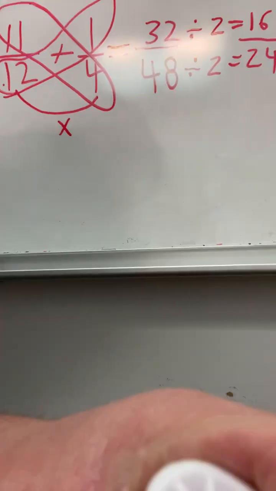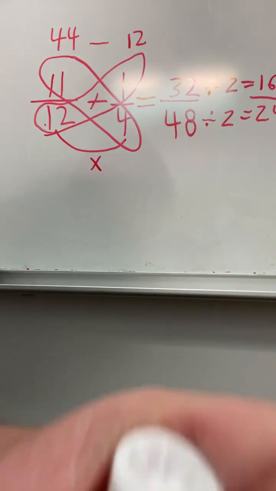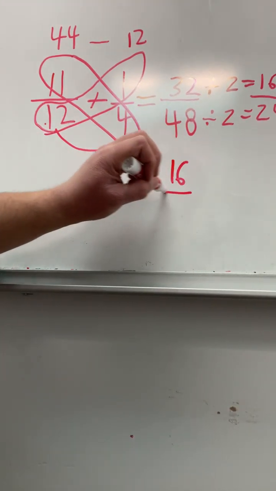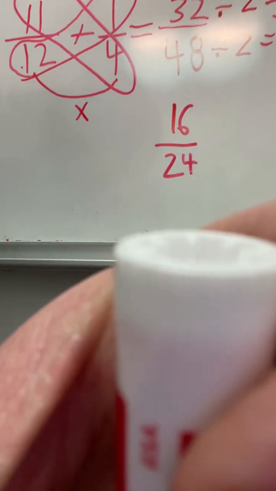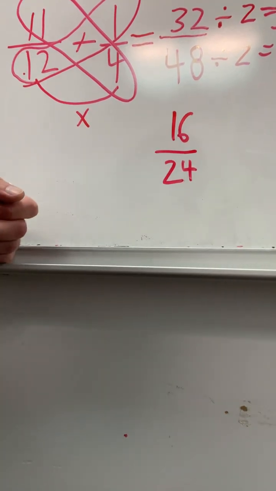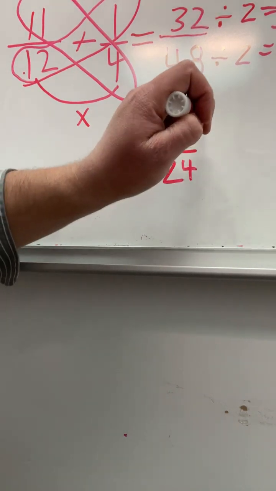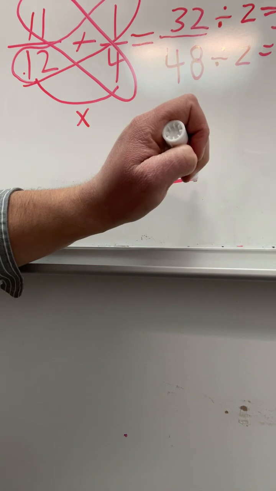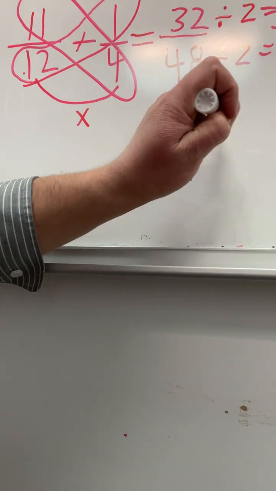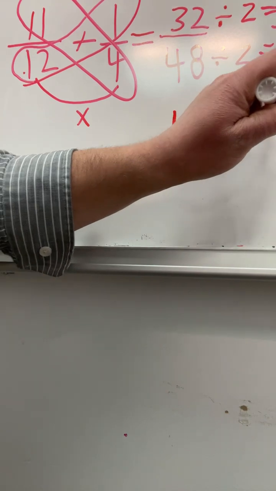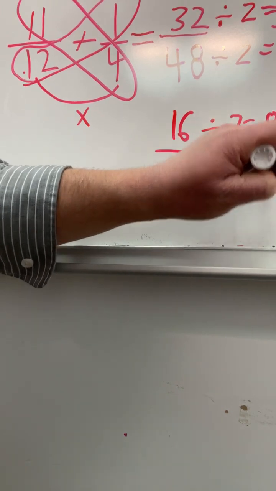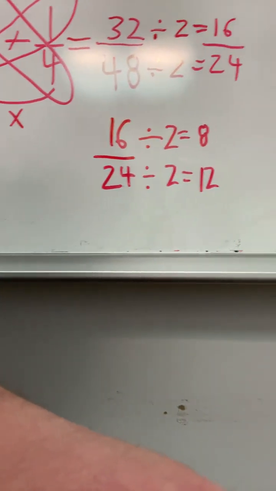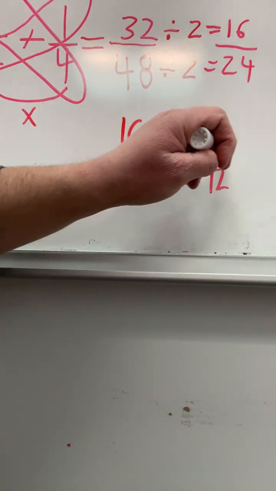Let me write it on the next line. I want all of you to be able to see here. So 16/24. We've simplified it, but it's still not in lowest terms. Not yet. Now, if I'm noticing here, both 16 and 24 are even numbers, so they also can be divided by 2. So 16 divided by 2 equals 8. 24 divided by 2 equals 12. So 8/12.